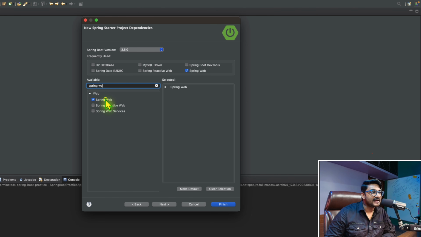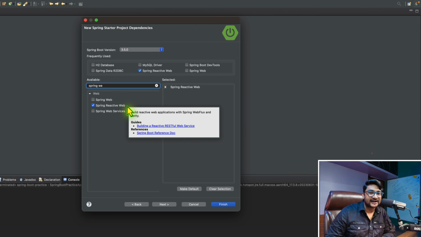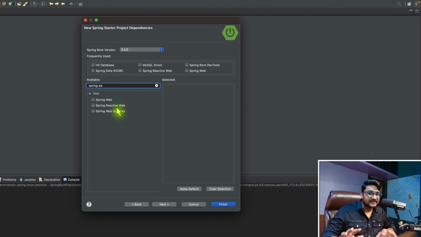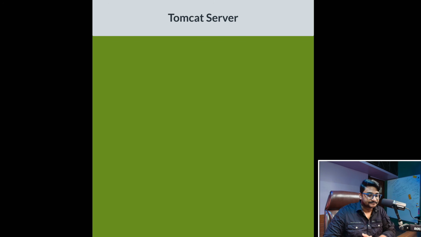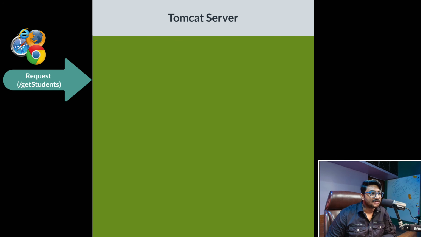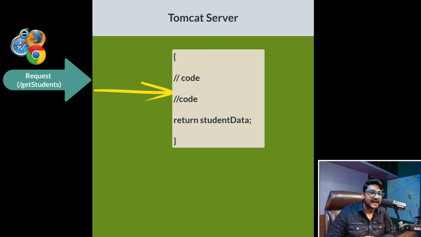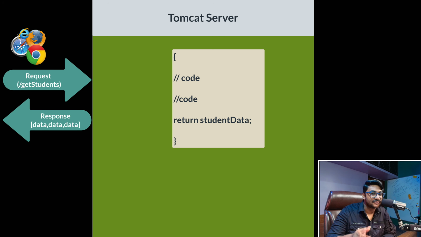So we will be choosing Spring Reactive Web over here, because this is going to give us a server where we can write more asynchronous kind of programming. More non-blocking code we can write over here. Maybe this might be confusing. So in Spring Web, imagine we used to have a Tomcat server, and whenever we got a request, our server used to handle it and process a response to you. You give a request, you get a response.